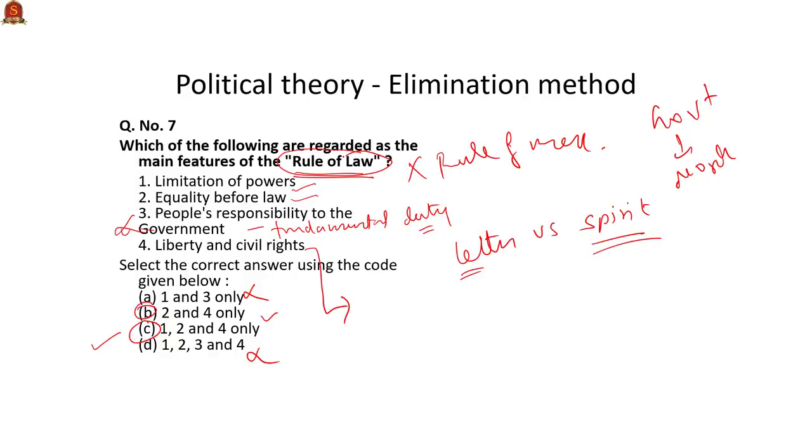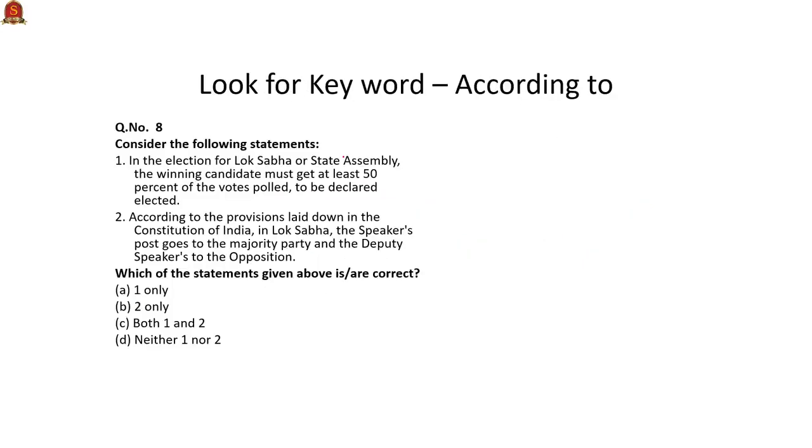Or even by common understanding, common reading of polity, you can do it. Now another important thing in polity, as I discussed, is whether it is according to the constitution, or according to convention, or statutory provision. You must clearly know. Take this question: in the election for Lok Sabha or state assembly, the winning candidate must get at least 50% of the votes polled to be declared elected.